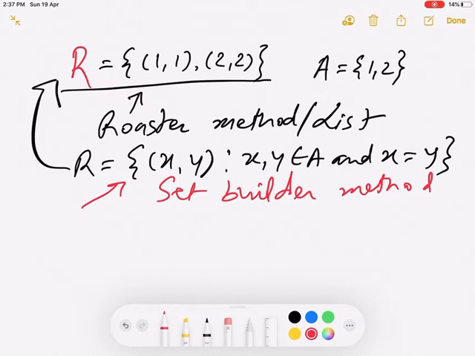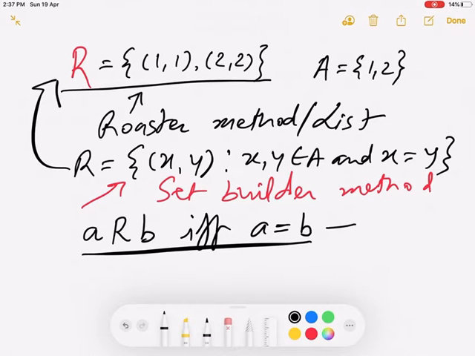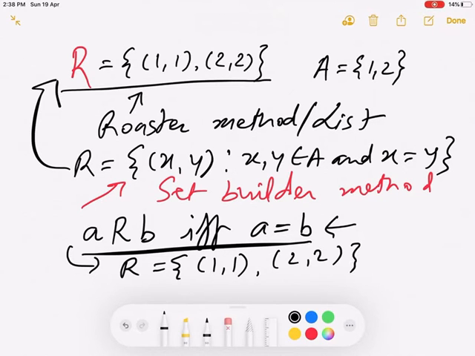Now there is one more way of writing a relation. We can also write like this: A is related to B. We write A R B if and only if A is equal to B. Now if I write in this manner, this is another new notation. This notation is also sometimes used in the textbook. So if I write A is related to B if and only if A is equal to B, then what does this give me? This will give me the same set R with the two elements (1, 1) and (2, 2). So there are three methods of writing a particular relation.